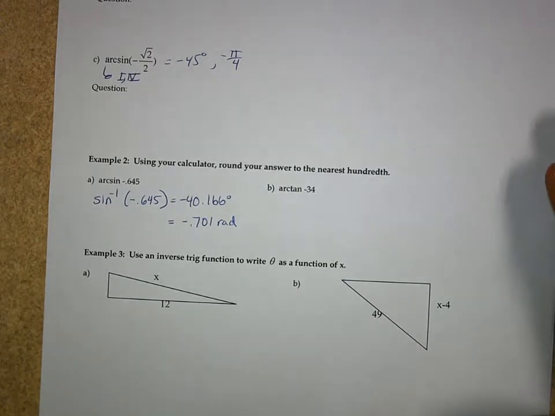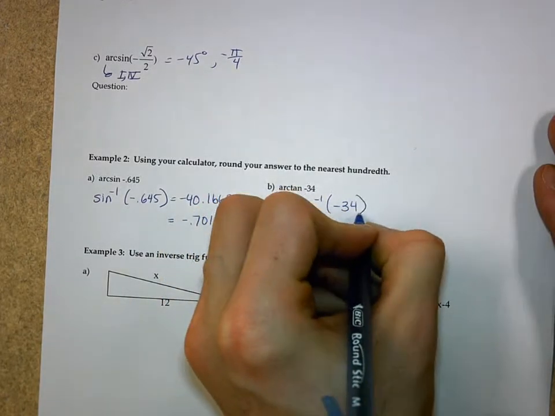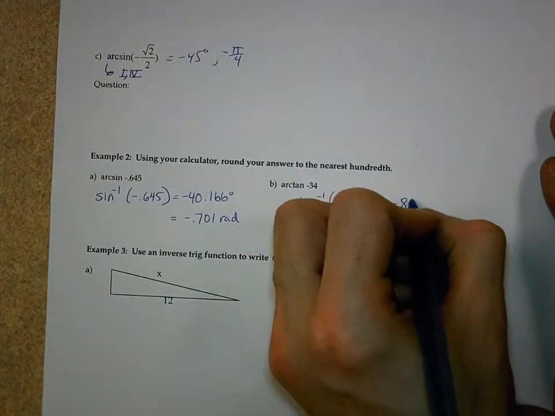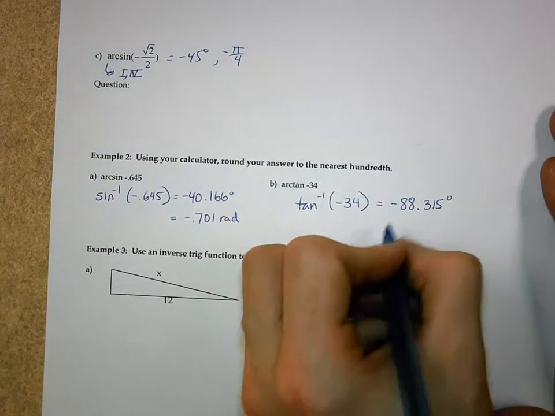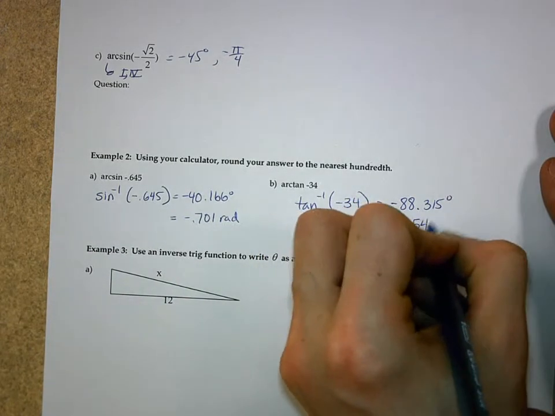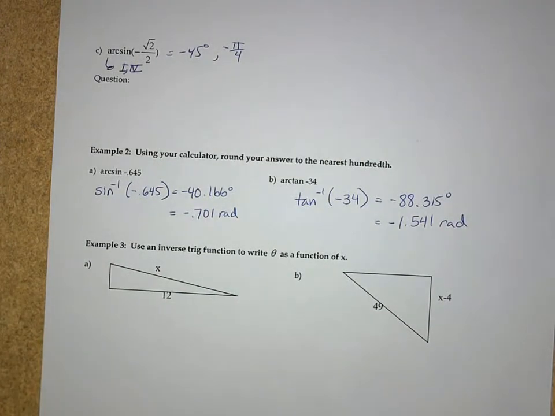Arc tangent of negative 34, we're going to find the tangent inverse of negative 34. And if I'm looking for my answer in terms of degrees, this would be negative 88.315 degrees. And if I'm looking at it in terms of radians, it's negative 1.541 radians. So once again, we're looking at specifically, are we in degrees or radians? And since this is something I've got to use my calculator for, I don't have arc tangent or arc sine. I've got to input sine inverse or cosine inverse.